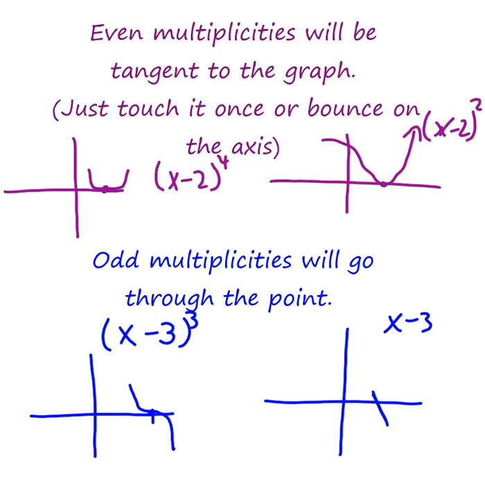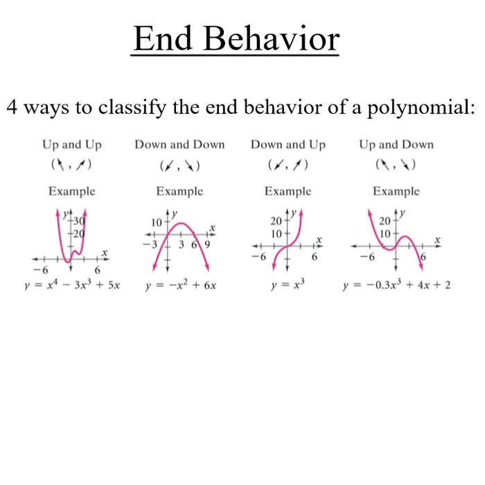So one of the other big things that we saw in the Desmos after the unit test was classifying things by the end behavior, how the graph acts as x approaches infinity or negative infinity. There are 4 ways to classify end behavior. You can classify them as up, up, and that means as x goes to infinity, the outputs are going to infinity, and as x goes to negative infinity, the outputs are going to positive infinity. You can classify as down, down, like a frown. You can classify as down, up, or you can classify as up, down.